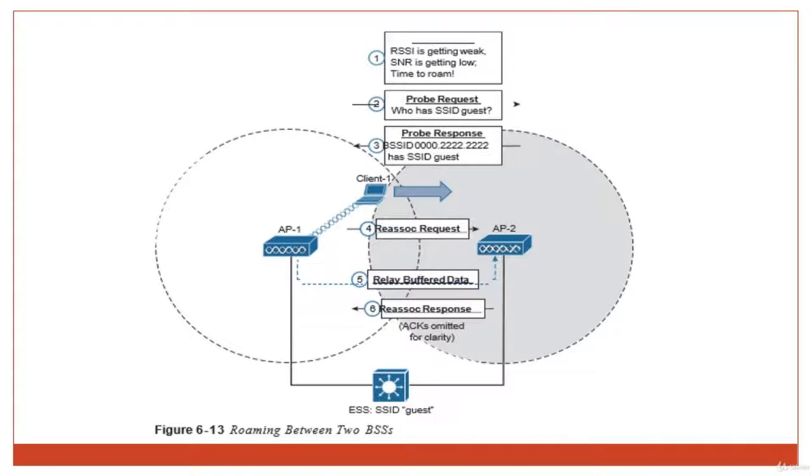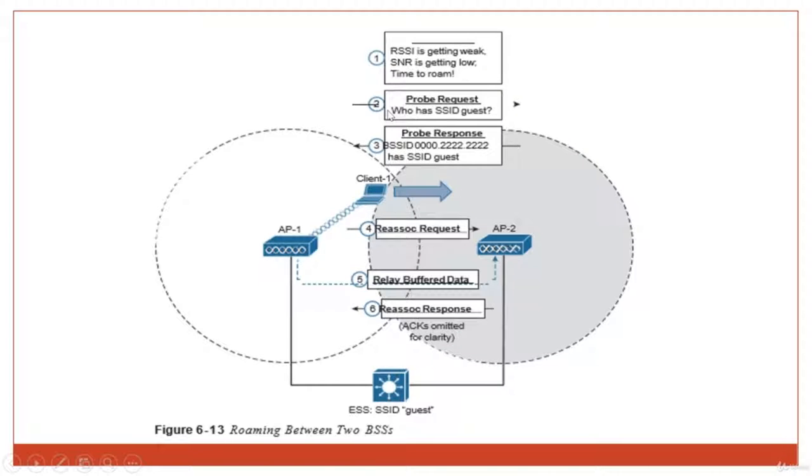Now here you can see all the listed steps of what is happening in roaming. First of all, say your signal strength is getting weak, your signal to noise ratio is getting weak, so it's time to roam. The client is on the edge, away from the AP but near the other AP. If he roams, he can get near the other AP and associate with a new high bandwidth, or get some high frequency signals. That's why he wants to roam and go to the other SSID.